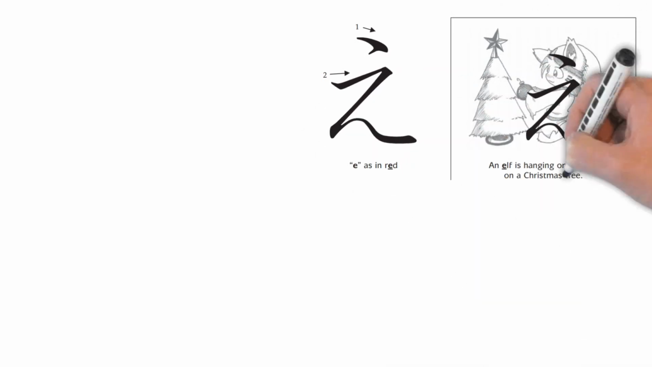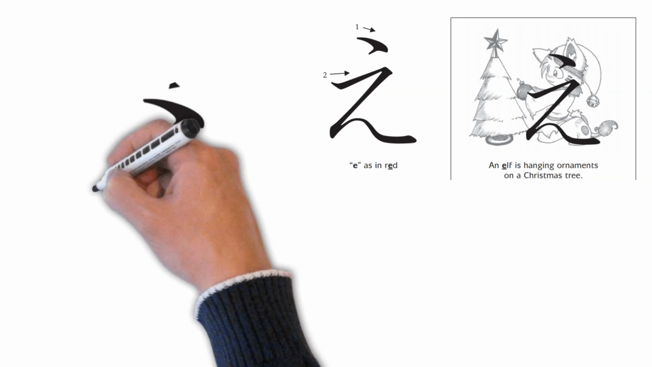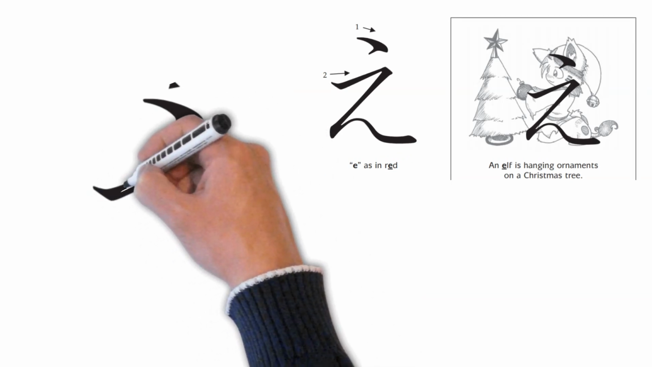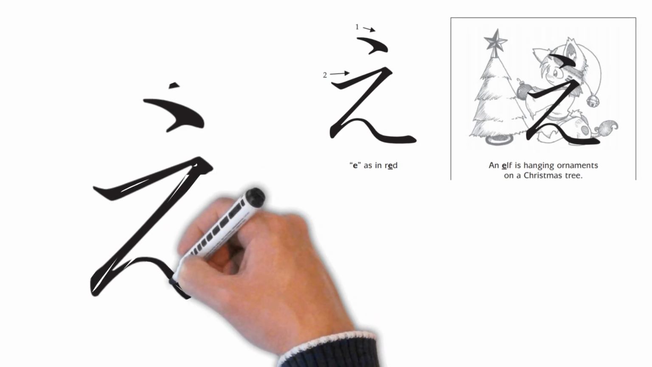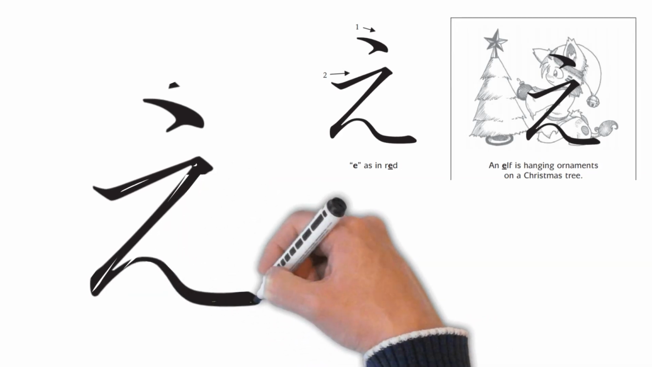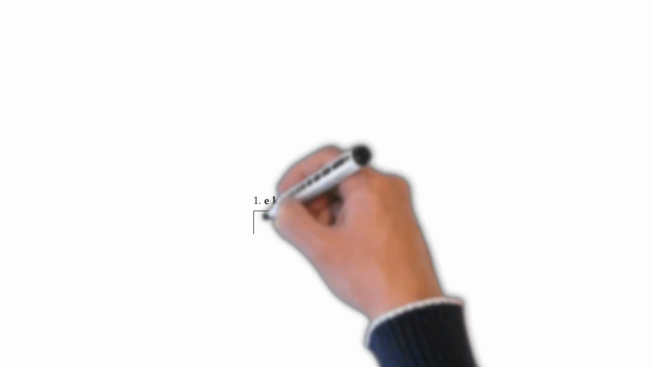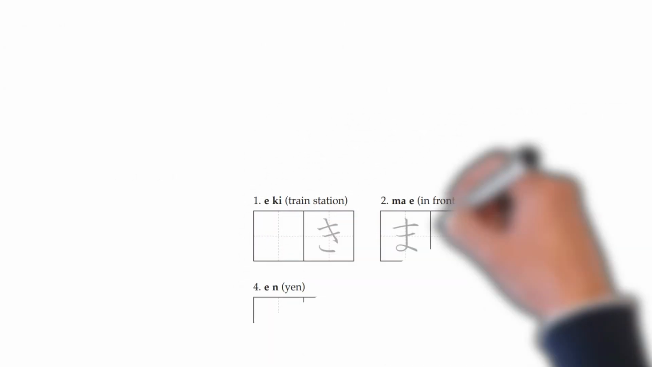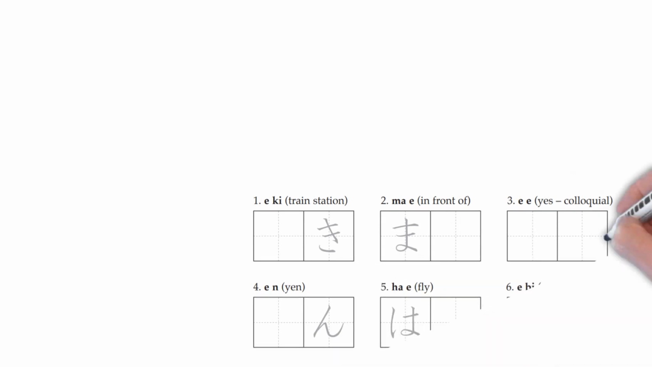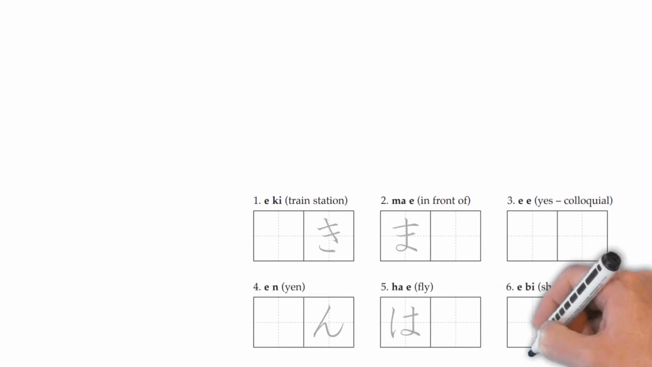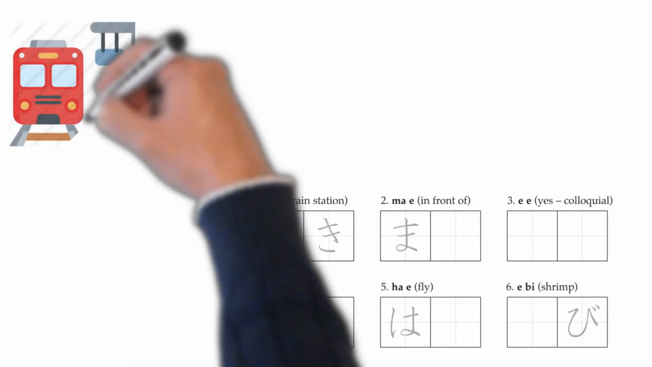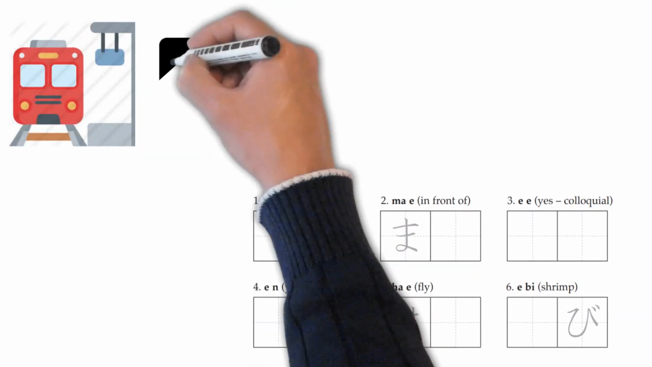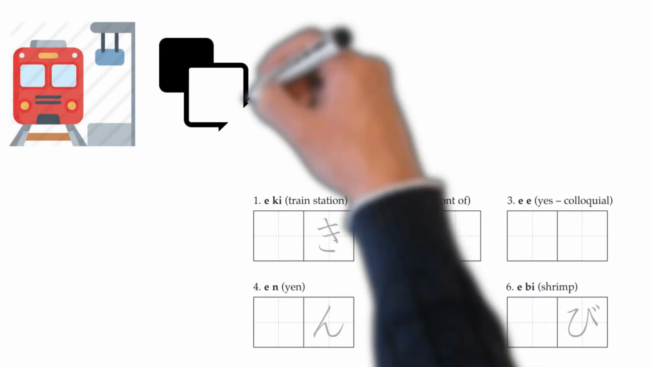Now, let's go with our next character, e, like an elf fixing some ornaments in the tree. This one has only 2 strokes, like the same as our u. So you don't lift your pen here. So it's only 2 strokes. Let's get some words. The first word that we have is eki, for station. Next word is we have mae, for front.